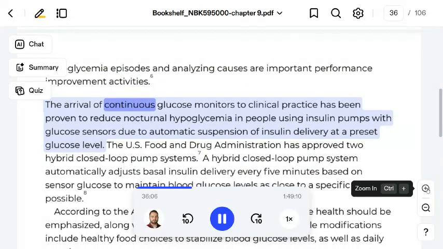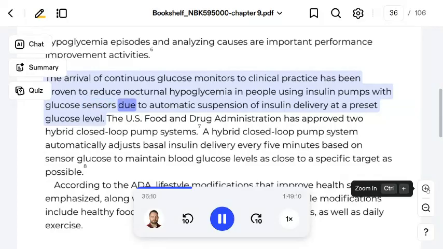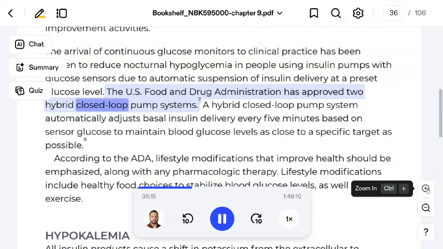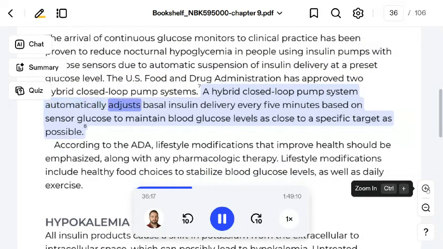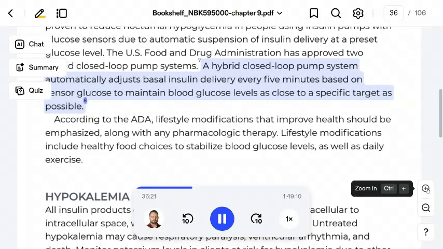The arrival of continuous glucose monitors to clinical practice has been proven to reduce nocturnal hypoglycemia in people using insulin pumps with glucose sensors, due to automatic suspension of insulin delivery at a preset glucose level. The U.S. Food and Drug Administration has approved hybrid closed-loop pump systems. A hybrid closed-loop pump system automatically adjusts basal insulin delivery every 5 minutes based on sensor glucose to maintain blood glucose levels as close to a specific target as possible.